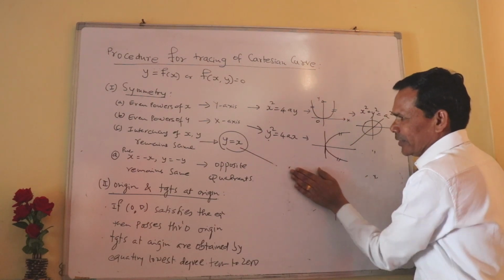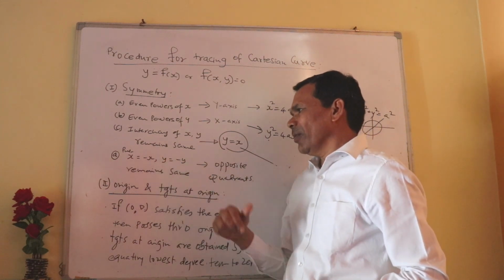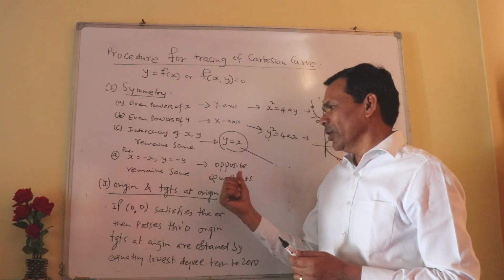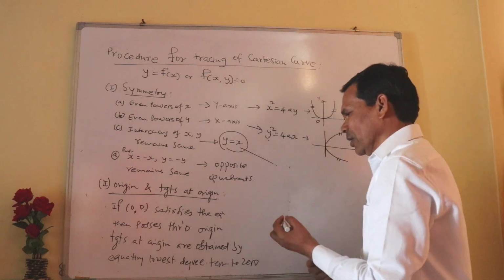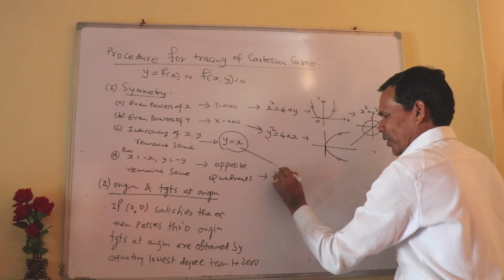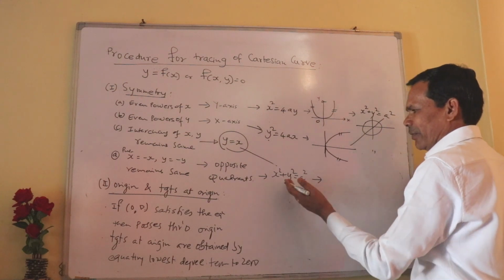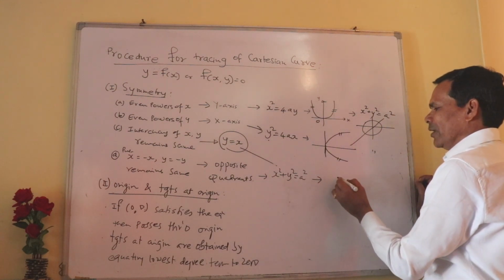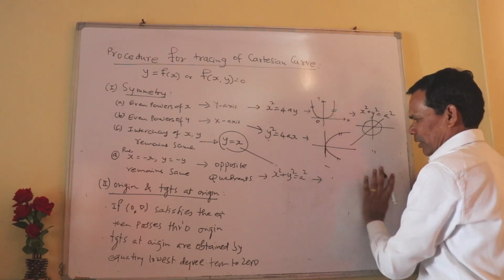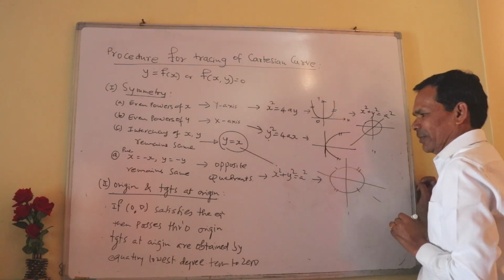Now the next point: if we put x is equal to minus x, y is equal to minus y in the equation of the curve, and it remains the same, then the curve is symmetrical about opposite quadrants. For this, if I take the equation x square plus y square is equal to a square, the circle, and put x is equal to minus x, y is equal to minus y, the equation remains the same. So the curve is symmetrical about the opposite quadrants.